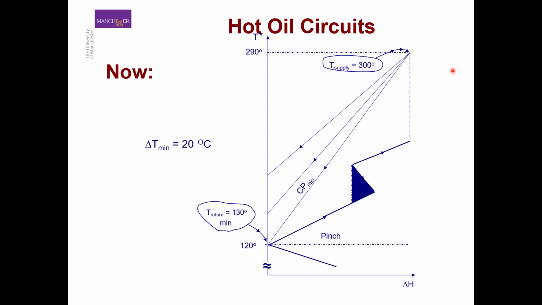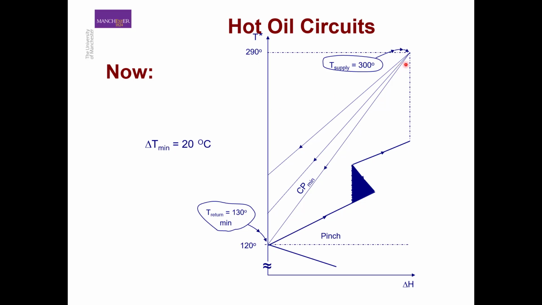Here we have a grand composite curve shown with this dark line. We are providing hot oil as a utility to satisfy the heating requirement of this process. The hot oil is supplied at 300 degrees centigrade, but the temperature shown on the grand composite curve is actually 290 degrees centigrade, because this is half a delta T min lower than the supply temperature. So 300 degrees centigrade minus half a delta T min of 20, that is 10, gives 290 degrees centigrade.